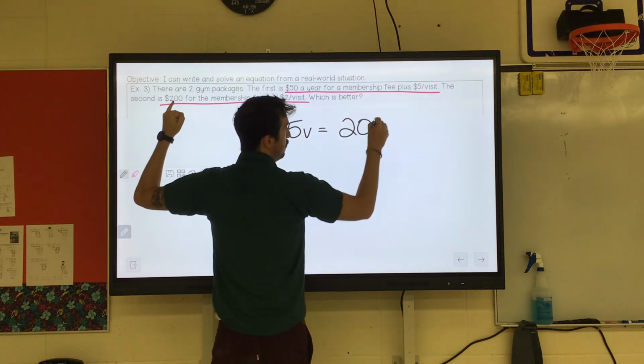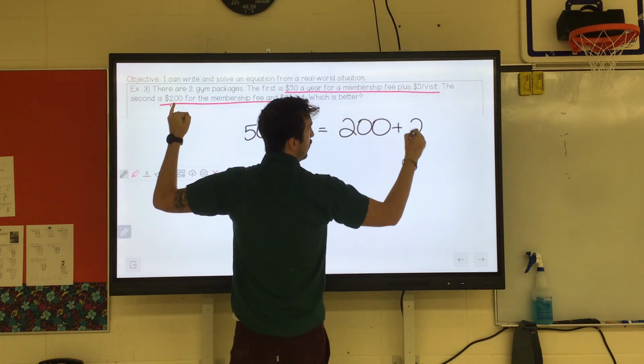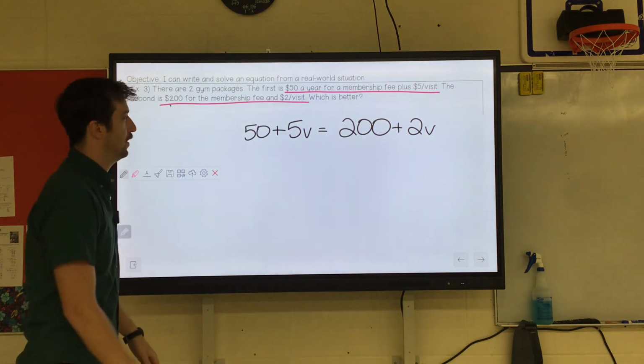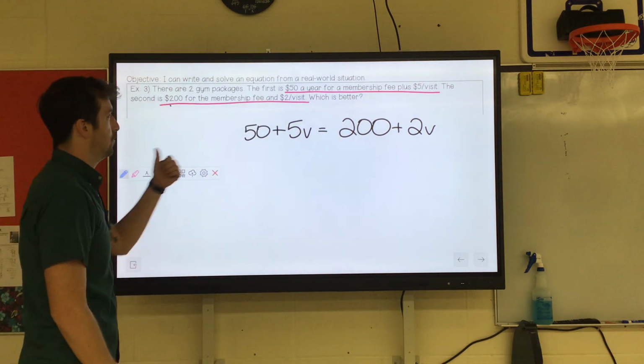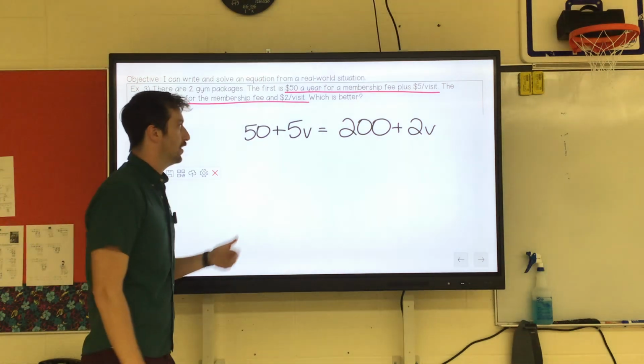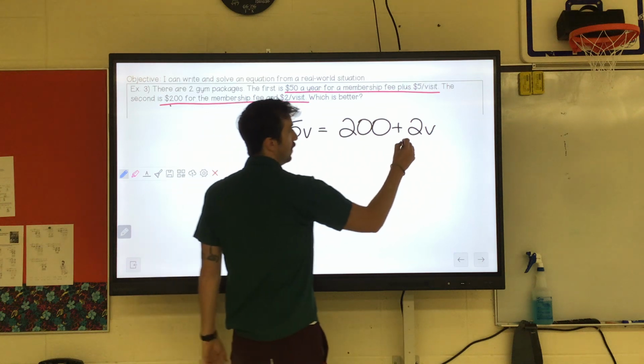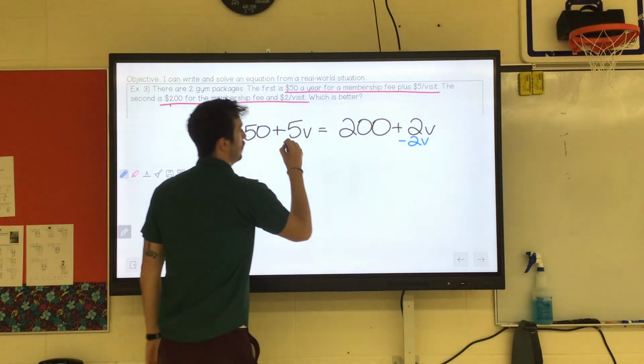Doesn't matter how many times you visit, but you do pay $2 per visit. So it's cheaper per visit, but you do have the higher fee. So let's go ahead and solve this. There's nothing to distribute. If we were to get the variables on the same side, I would get rid of the smaller one, the 2v.